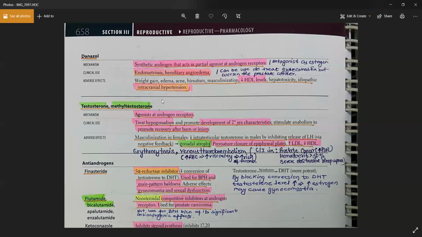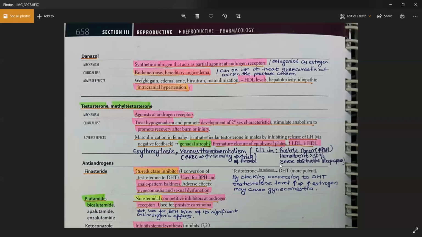So the patient will have erythrocytosis, increased hematocrit, and the venous thromboembolism risk will be increased whenever you give the patient this therapy. Whenever you encounter a patient having prostate cancer, you cannot give the patient testosterone therapy. When the hematocrit reaches more than 50%, you cannot give the patient testosterone therapy because again, it will cause a rise in the level of RBCs.